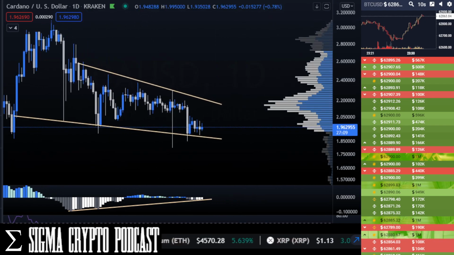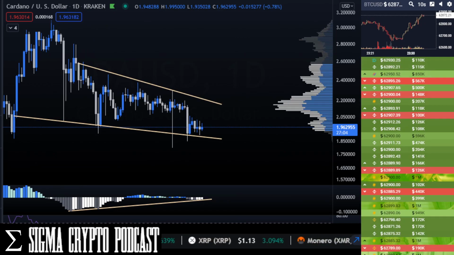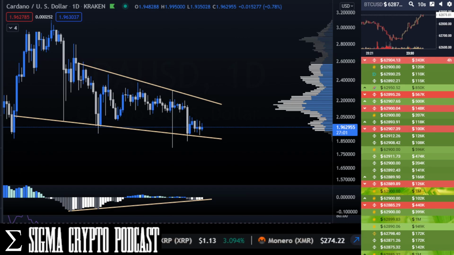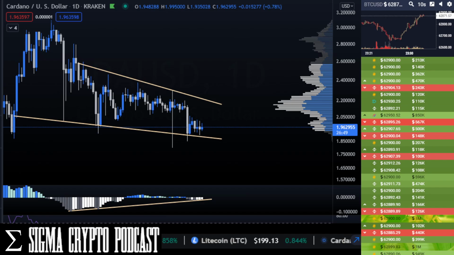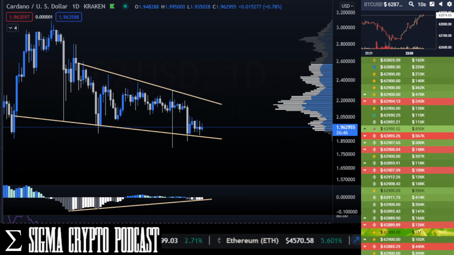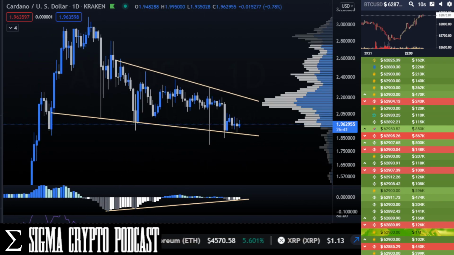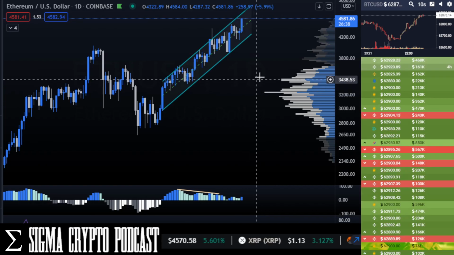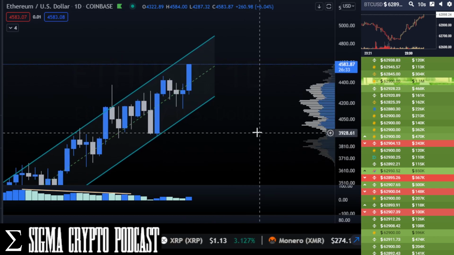I think another example of a symmetrical triangle, and I posted this in the VC text, is Alice. Alice is a great example of how symmetrical triangles can play out in a very unexpected way, because you also have to remember that, especially when looking at altcoins, they usually follow Bitcoin. If Bitcoin dumps, altcoins usually dump even harder than Bitcoin. There are always very few altcoins that might pump when Bitcoin is dumping, but in the majority of cases, that's not going to happen.